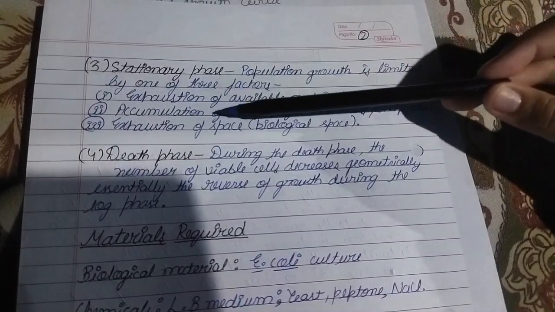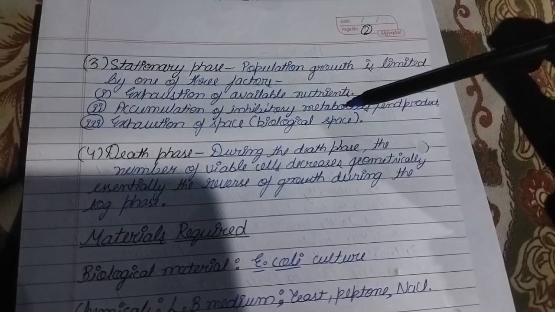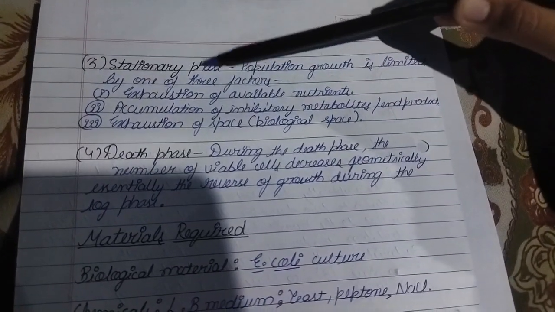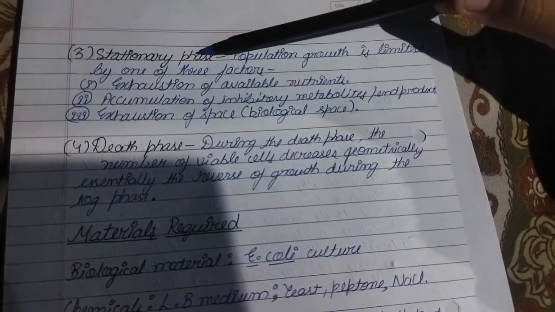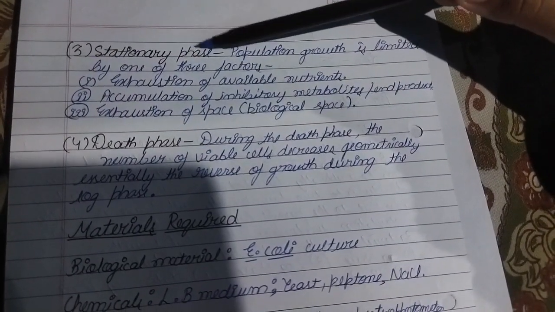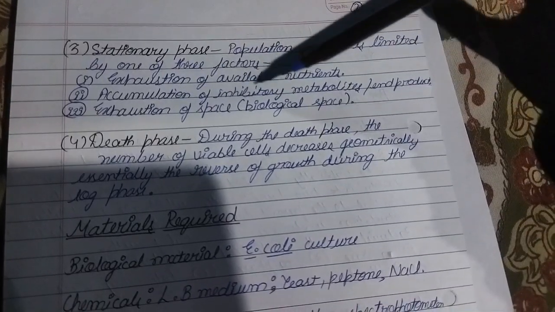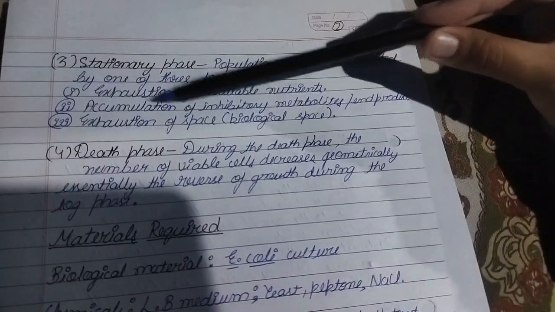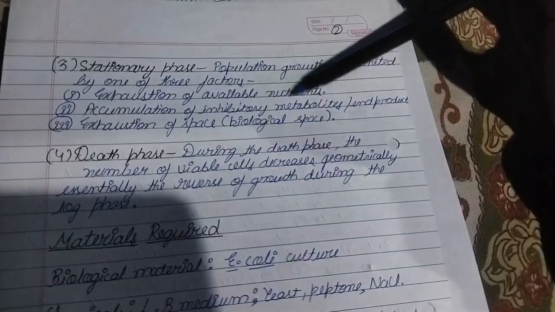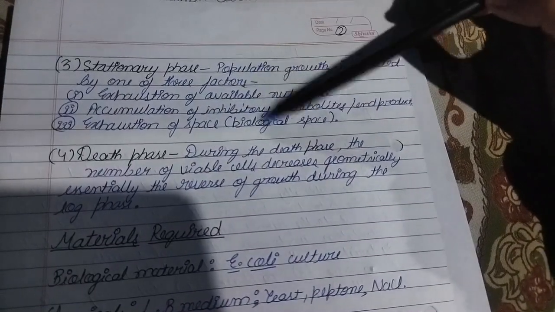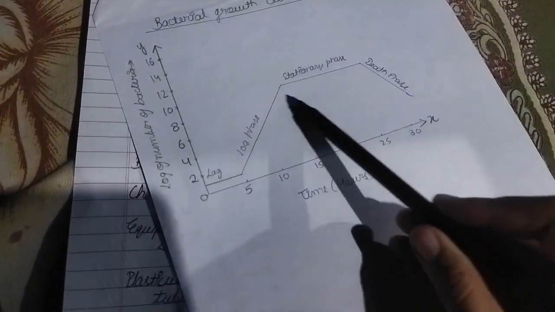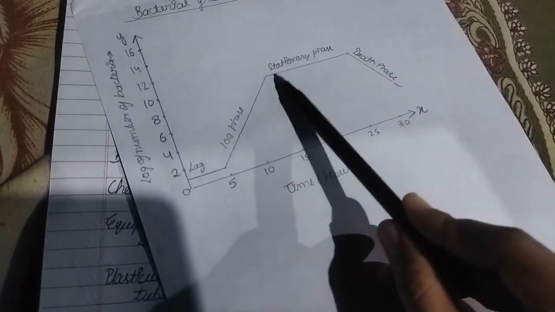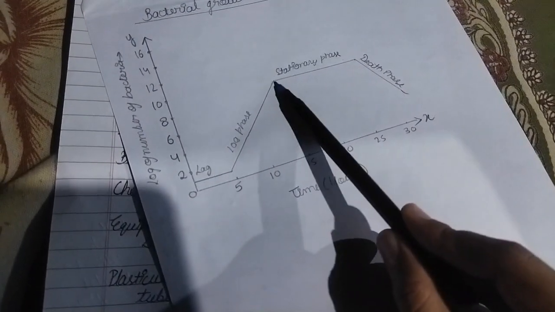Now the second one is the accumulation of inhibitory metabolites. You might know that the stationary phase is the phase where antibiotics are synthesized, right? So here the accumulation of inhibitory metabolites, or the end products, takes place. And the third one is exhaustion of space, meaning the biological space is now exhausted, because the cells have already divided and are now more in number. So this is what is called the stationary phase. There is no extra growth seen, and the graph becomes a straight line here.